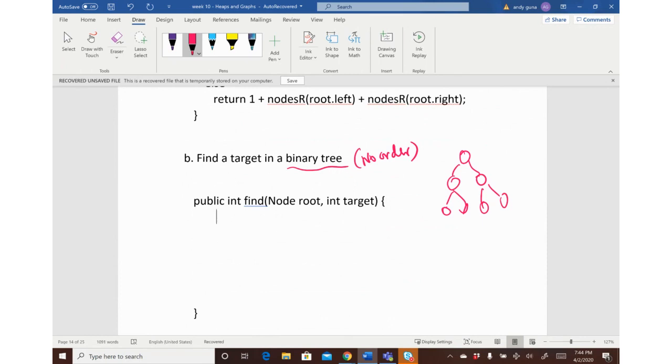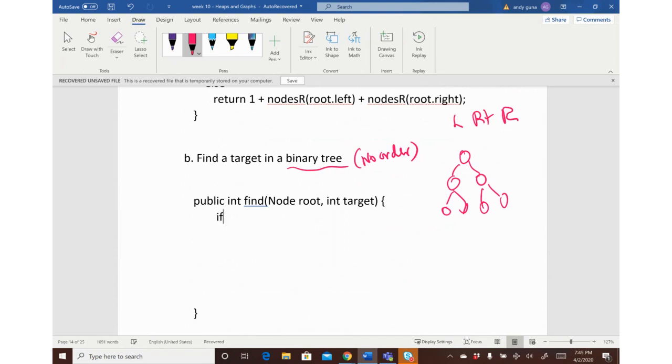Just 1 minute to answer that question. Yeah, you could do an Inorder Traversal. So the Inorder Traversal is given as left, root, right. So that's called the Inorder Traversal.